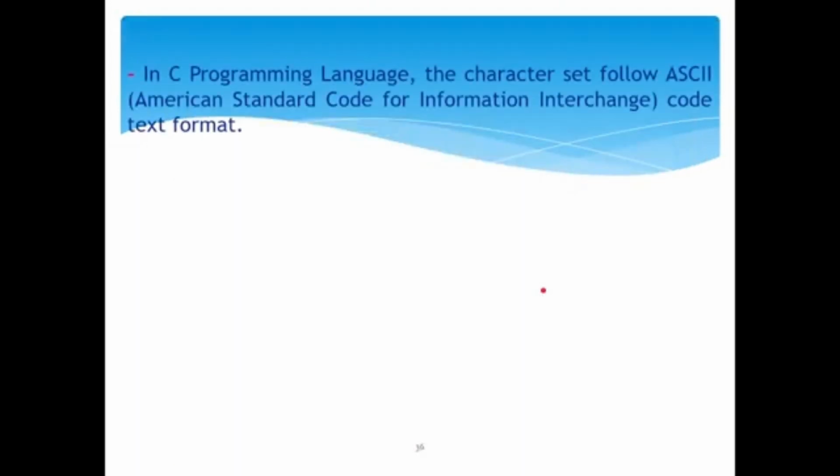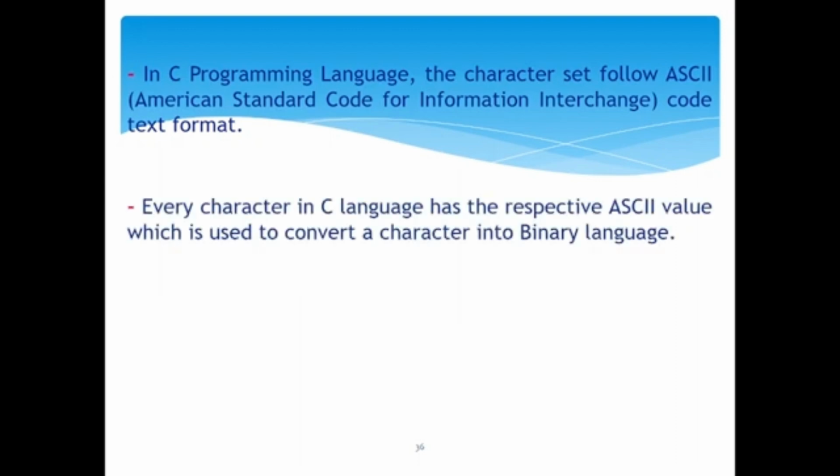In the C programming language, the character set follows ASCII. ASCII stands for American Standard Code for Information Interchange, a code text format. Every character in C has a respective ASCII value which is used to convert a character into binary language. So as I said, if you write A, then the computer cannot understand it. You need to convert it. So it will be converted into a number. That number is an ASCII value.